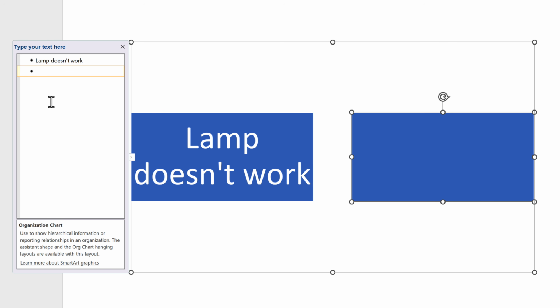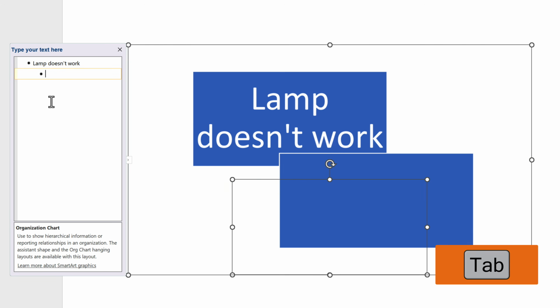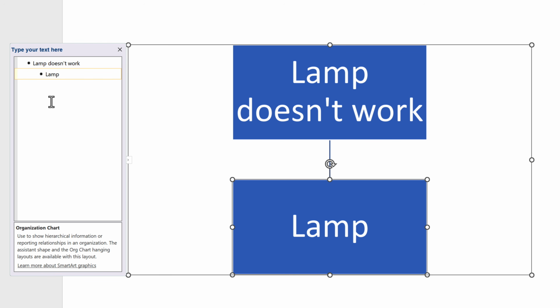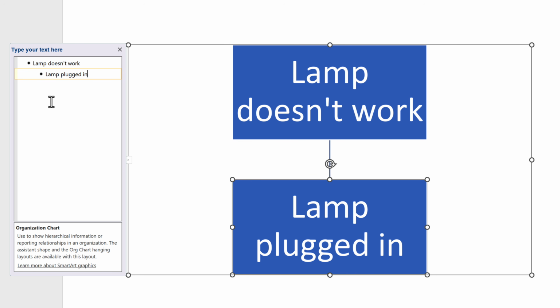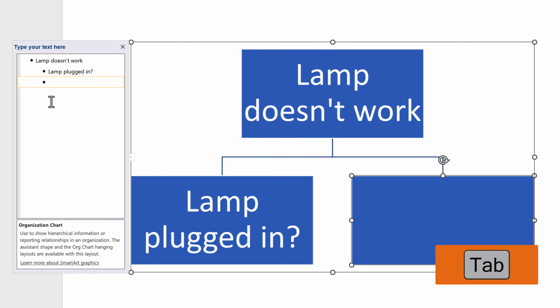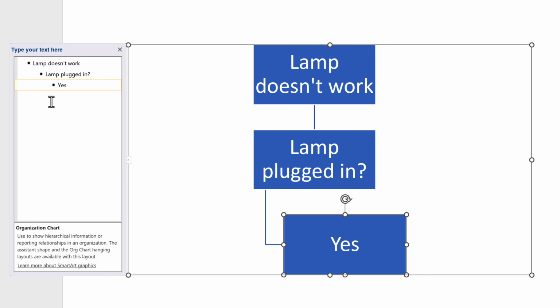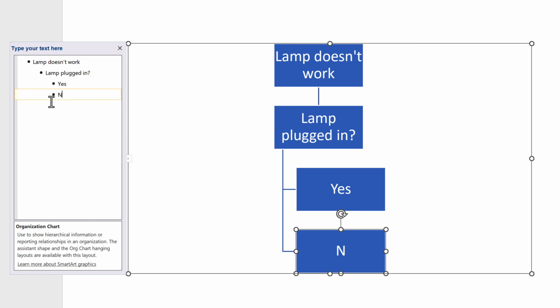Hit Enter and the next shape appears. To connect it to the previous one, hit the Tab key. This shape represents a decision with two possible outcomes. The lamp is plugged in, or it is not. After writing the decision, move to the next lines by hitting the Enter and Tab keys. Write Yes on one line and No on another.